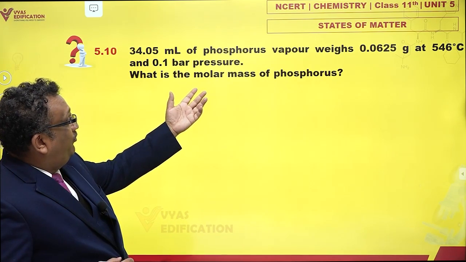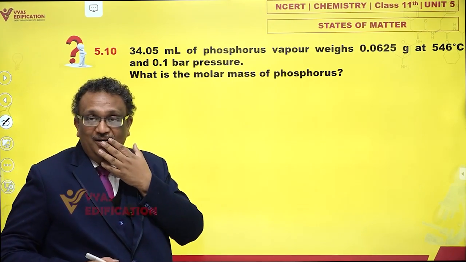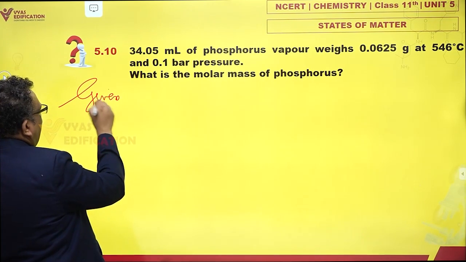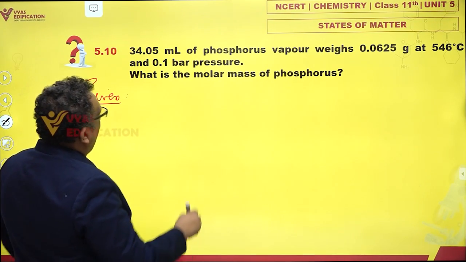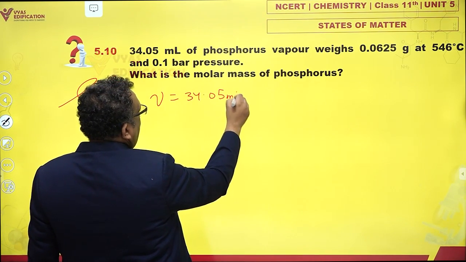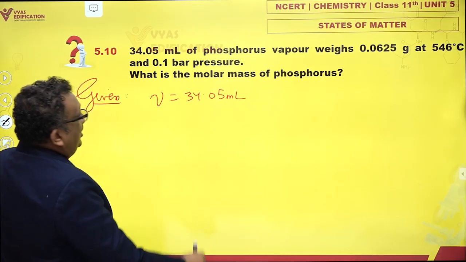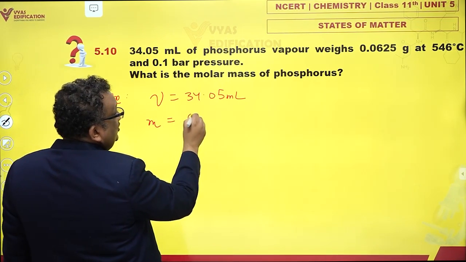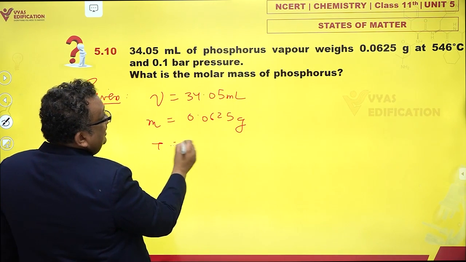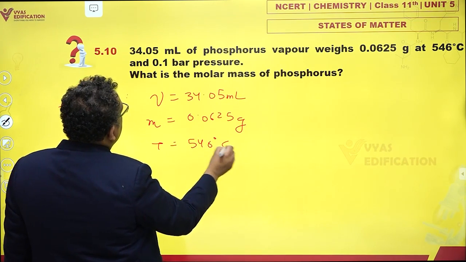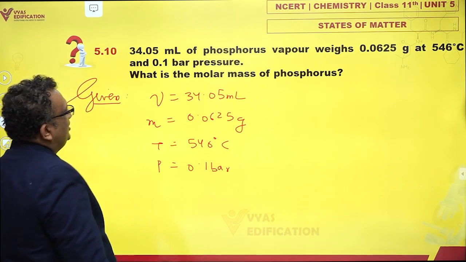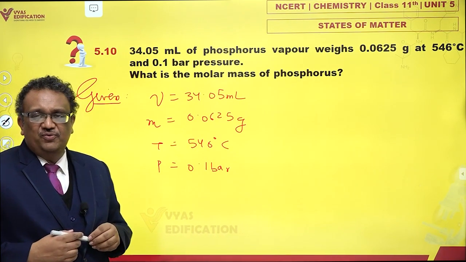34.05 ml of phosphorus vapors. Oh my God. Let me note the data given. Don't even read the problem. Start noting the data. Volume is 34.05 ml of phosphorus vapors. I'm given mass as 0.0625 grams. Temperature is 546 degrees Celsius and pressure is 0.1 bar. Really ugly, really dirty. What is the molar mass of phosphorus?